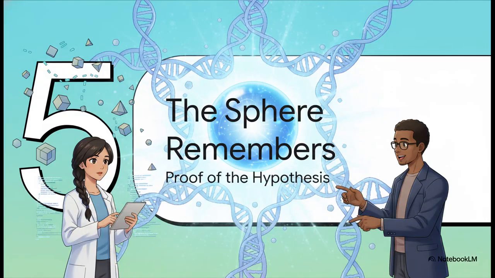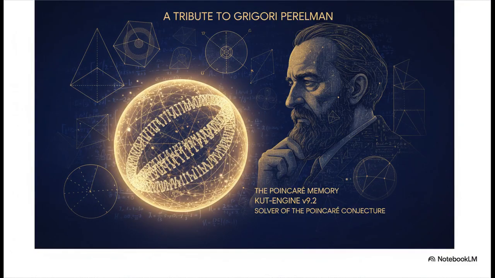So, once the bug was fixed, and it was a simple fix, literally just reordering a couple lines of code, the simulation was ready for the real test. This was it. The moment of truth. Was the theory right? Did the sphere actually remember? And, as a tribute to the mathematician whose work made this all possible, the creator officially named the new fixed engine Cut Engine V9.2, the Poincaré memory, in honor of Grigori Perelman.